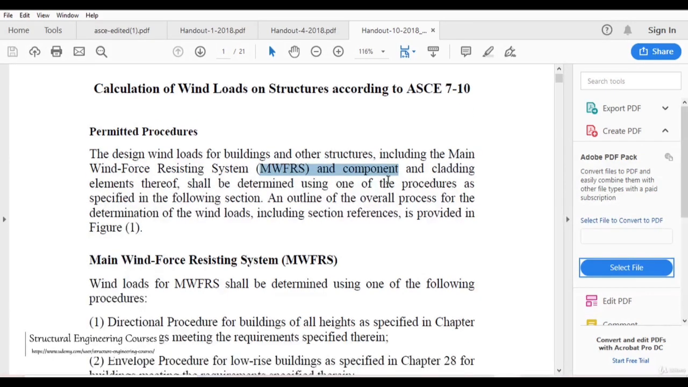So the design wind load for buildings and other structures, including the main wind force resisting system, that is MWFRS, and component and cladding elements thereof, shall be determined using one of the procedures as specified in the following sections. Now this line is giving us the basic preview: the calculation for component and cladding is different, and for the MWFRS, that is the main wind force resisting system, the calculation is different.